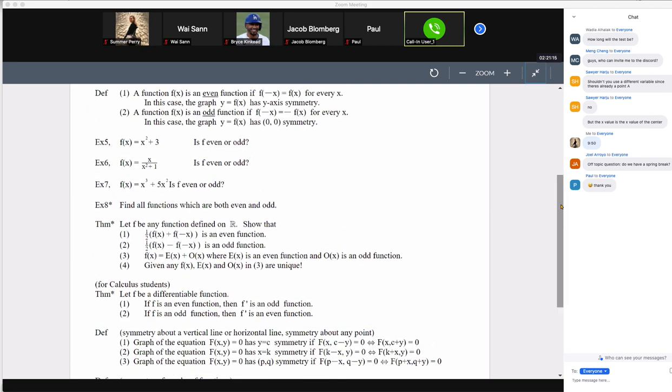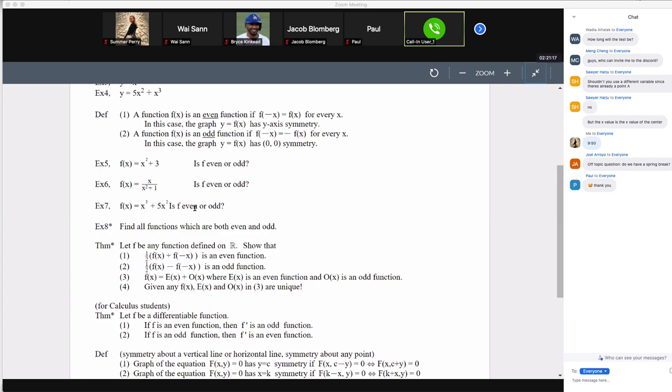If you look right above example 5, there's a definition. Definition number 1: a function f is an even function if f of minus x equals f of x for every x. In this case, the graph of y equals f of x has y-axis symmetry. And number 2: a function f of x is an odd function if f of minus x equals minus f of x for all x. In this case, the graph of y equals f of x has origin symmetry. Okay? When you get to graphing later on, we will go over all that.